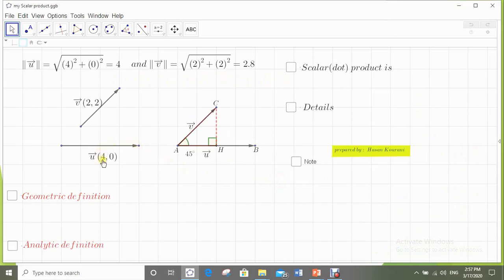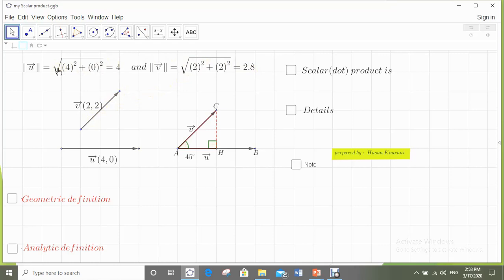Well, as you see, we have two vectors u and v with known coordinates, and we got their magnitudes or length, as you know, of these two vectors. The magnitude says that it is the square root of x component square plus y component square.